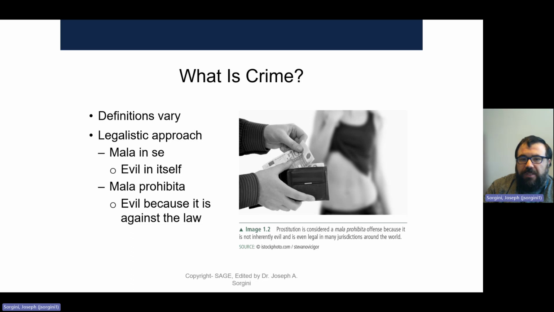Mala prohibita is different. It's because at some point in society, politicians and even the people who elect those politicians have said this needs to be an outlawed act. So you see here the picture that's on the slide, and that picture is actually pulled from the textbook. This is a picture showing a person paying for a prostitute. Prostitution is one of those mala prohibita crimes where it might be legal in some places, but it's most definitely not legal here in the United States.